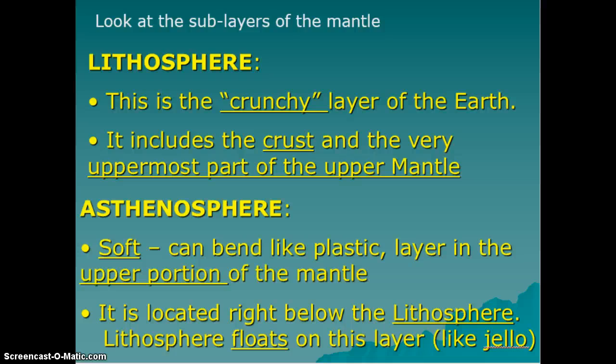Now we will look at the sub-layers of the mantle. We know that the root word sub means under, so these layers are under the mantle. The lithosphere. This is the crunchy layer of the earth. It includes the crust and the very uppermost part of the upper mantle. The asthenosphere is soft. It can bend like plastic. Layer in the upper portion of the mantle. It is located right below the lithosphere. Lithosphere floats on this layer, kind of like Jell-O.